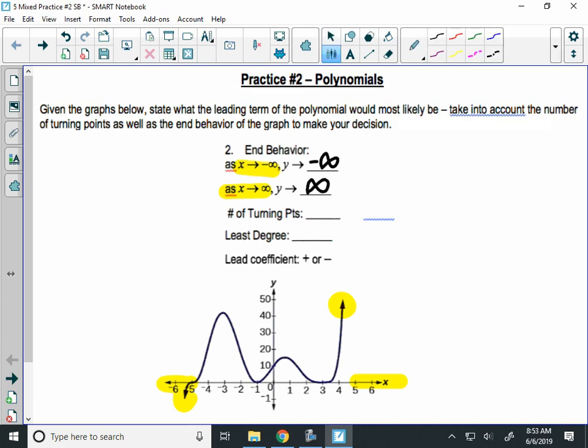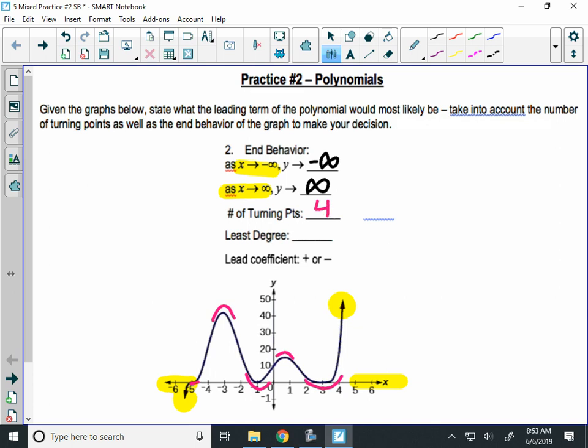If I look at the number of turns, see here at negative 5, how we flatten out, that's actually not a turn. It flattens out, but it doesn't actually go down or change direction, so that's not considered a turn. Here is one turn, though. Here's a second one, third, and a nice fourth wide one. So this graph has 4 turning points.